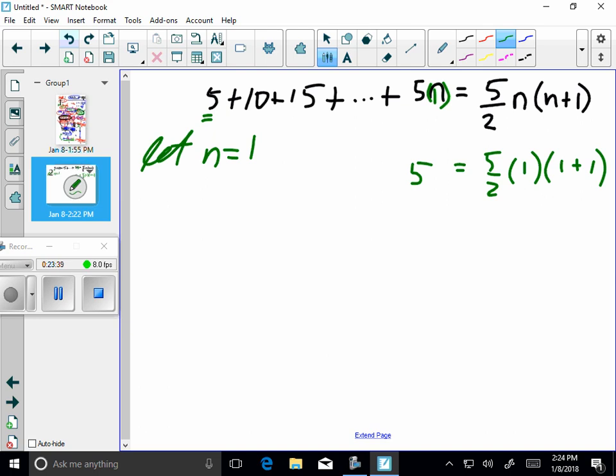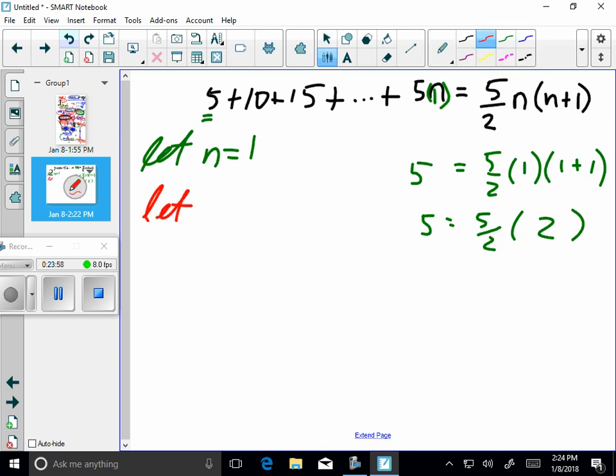I'll just do a little bit more math. 5 equals 5 over 2. And 1 times anything makes it just go away, right? 1 times anything is just itself. 1 plus 1 is 2, so it's really times 2. 2's will cancel. 5 equals 5. Cool, it worked. Okay, n equals 1. Done. Now what's the next step?